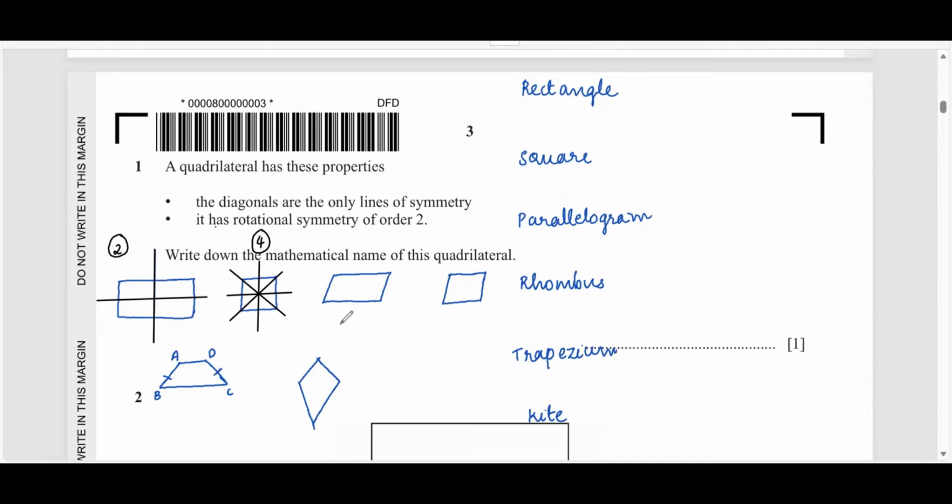Now coming to parallelogram, it's a very important question. I have seen multiple times they have asked the question to find the line of symmetry for a parallelogram.